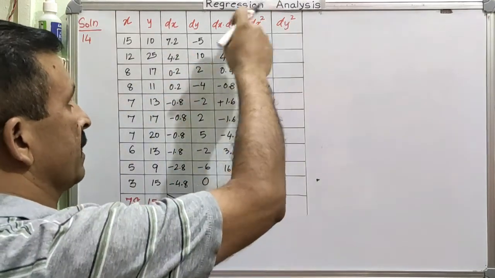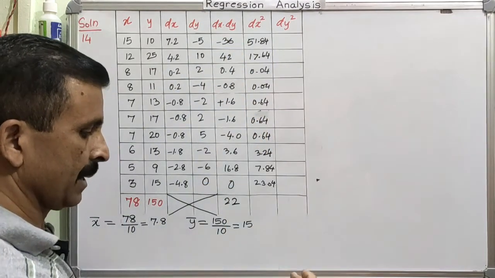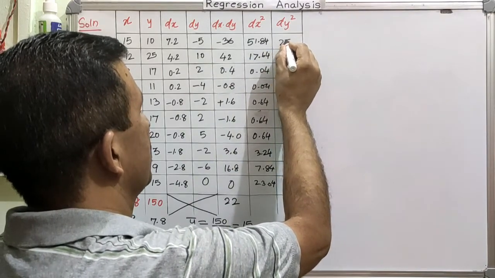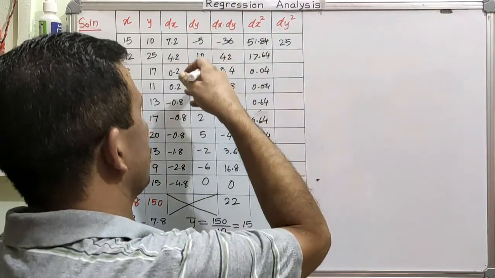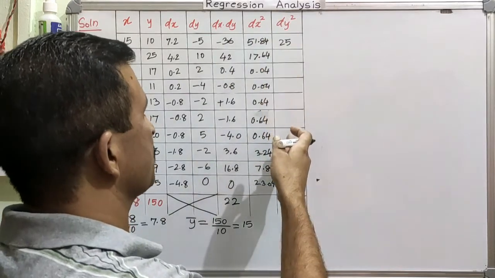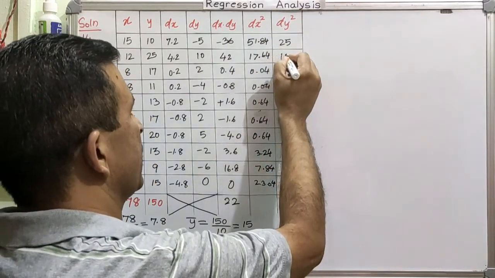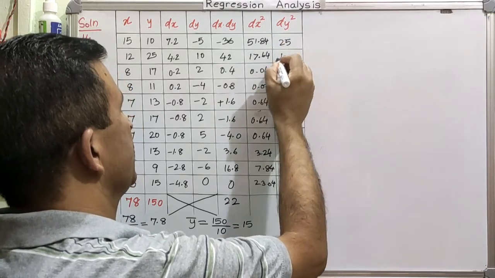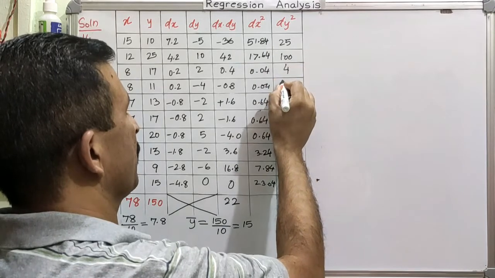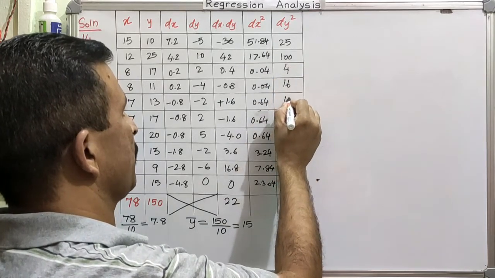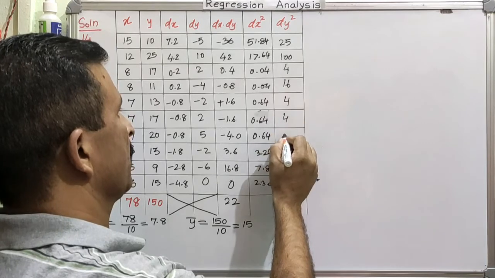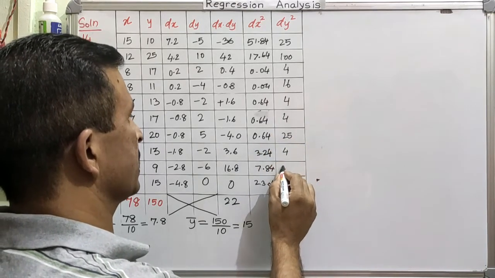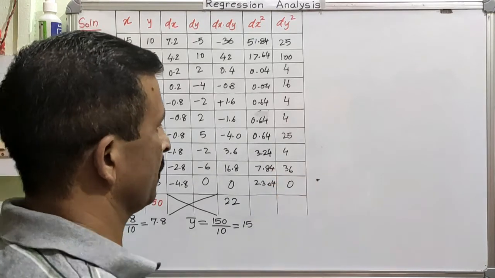Now similarly, we have to get the square of all the dy. Is this very clear? So the square of this is 25. When you are calculating the square, whether the number is positive or negative, the product will always come positive. Then 10 square is 100. Then 2 square is 4. Then 4 square is 16. 2 square is 4, 2 square is 4, 5 square is 25. Then 2 square is 4, 6 square is 36, and this is 0.